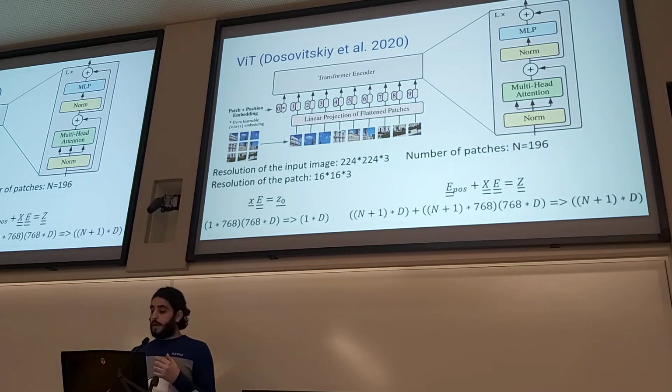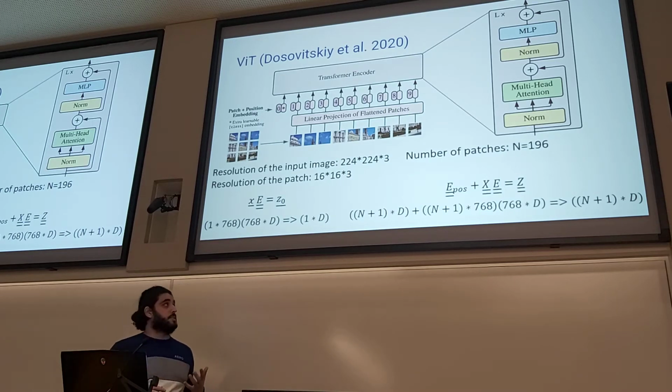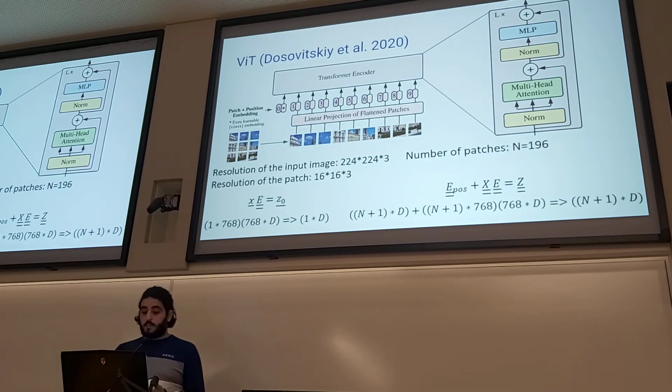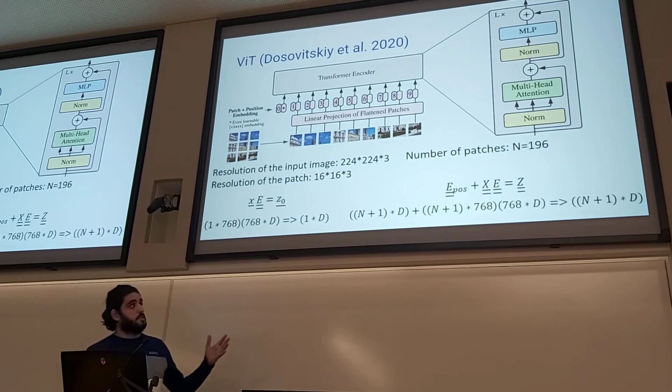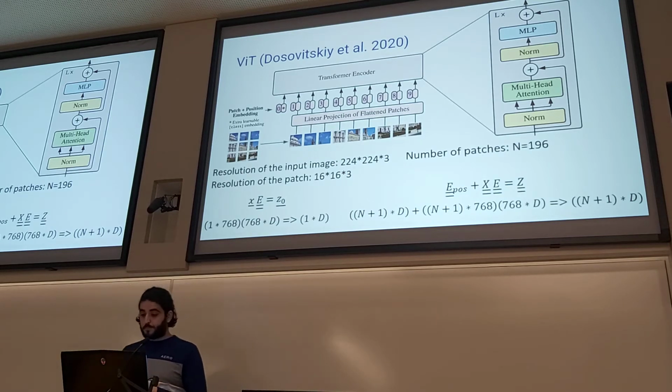The positional embedding matrix should follow the same dimension as the result of the multiplication between X and E in order to be consistent. That is, it is going to be n plus 1 by D. Similarly for Z, which is the input matrix: it will be the same as the positional embedding matrix, or the result of the multiplication between X and E, which again is n plus 1 by D.